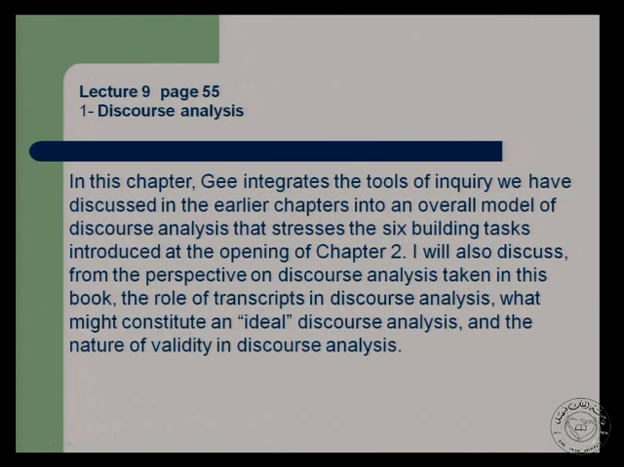According to this, he, referring to Gee, of course, will also discuss, from the perspective on discourse analysis taken in this book, the role of transcripts in discourse analysis, what might constitute an ideal discourse analysis, and the nature of validity of discourse analysis. In other words, he tries to reach the ideal discourse analysis. What could be considered ideal? Why is it considered ideal discourse? Because some conditions are fulfilled, some conditions are achieved.